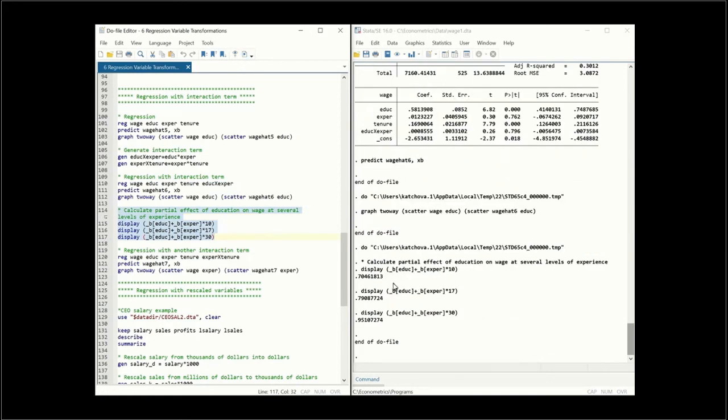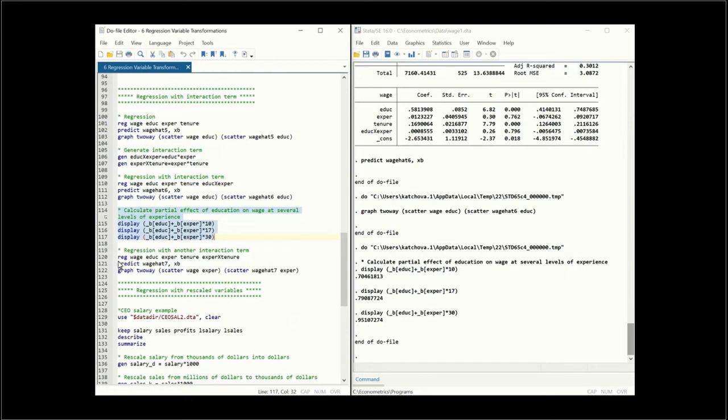So here, for the level of experience of 10 years, we have an effect of 70 cents of education on wage. At 17 years, we have 79 cents, and at 30 years, we have 95 cents. So this is how much each additional year of education affects wage at these different levels of experience.